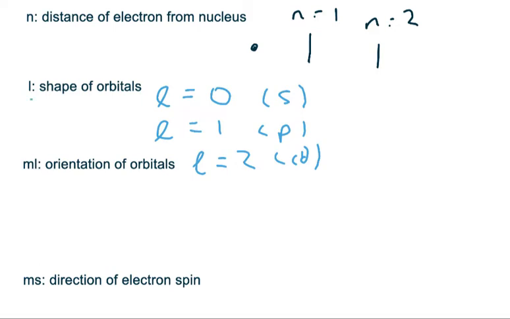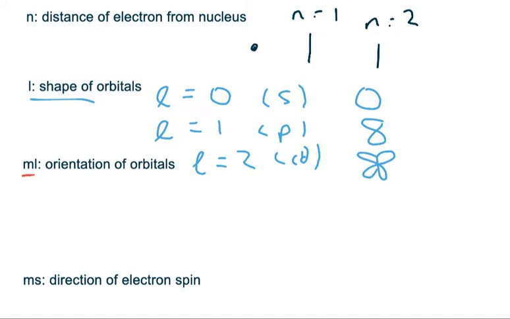Now, the l describes the shape of the orbital, right? So an l equals 0 or an s orbital has a spherical shape. An l equals 1 or a p sublevel has a peanut shape. And an l equals 2 or a d has kind of this clover or flower shape like this.